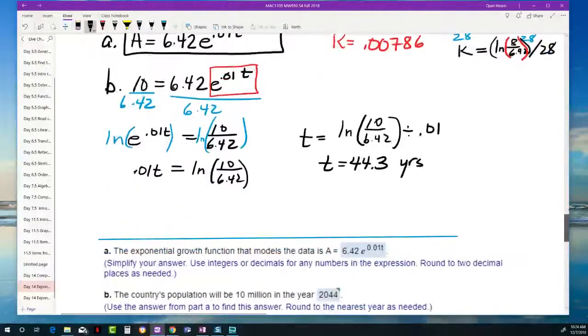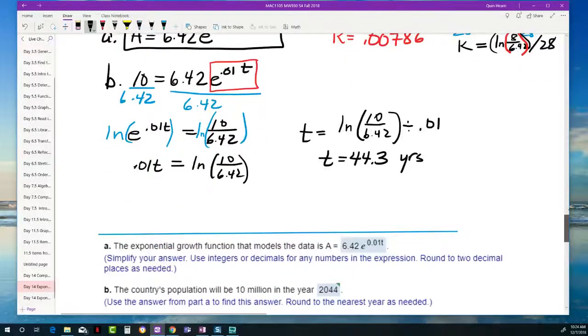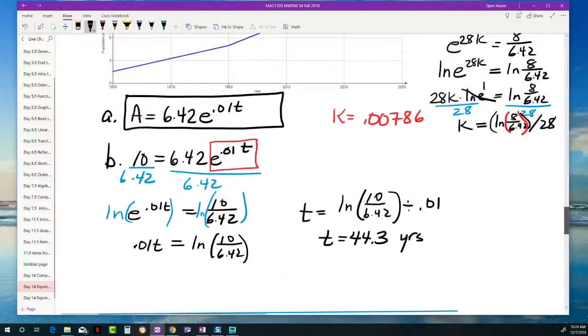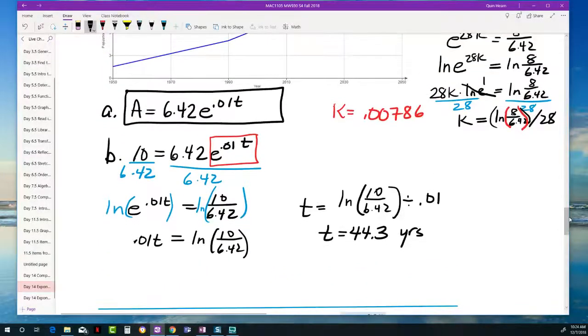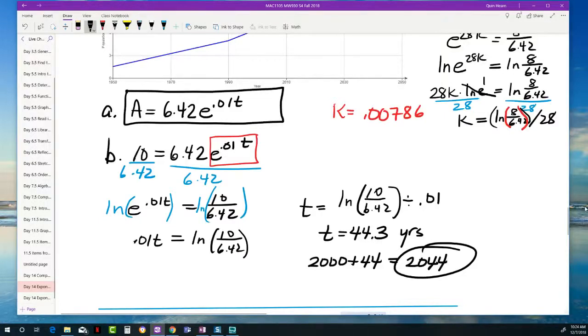Okay, now in my math lab they want to know in what year, rounding to the nearest year. So remember, the starting year was 2000. T is the number of years after 2000. We're going to round to the nearest year, which is 44. So that's going to give you the year 2044.